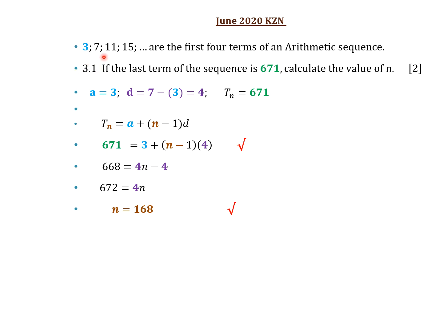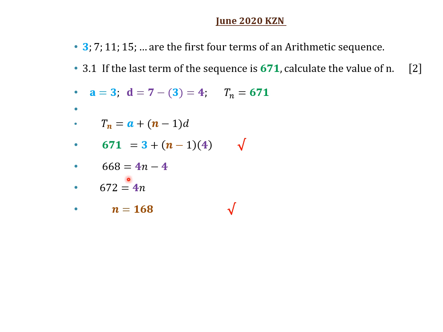Right, so they give 3, 7, 11, 15 are the first four terms of an arithmetic sequence. So arithmetic sequence, meaning it has a constant first difference. If the last term of the sequence is 671, calculate the value of n. So Tn now is 671. A is 3 and D is 7 minus 3, equal 4. Because they say arithmetic, I find the common difference. Tn formula, by now you should know, Tn equals A plus n minus 1 times D. Tn is 671, A is 3, D is 4.